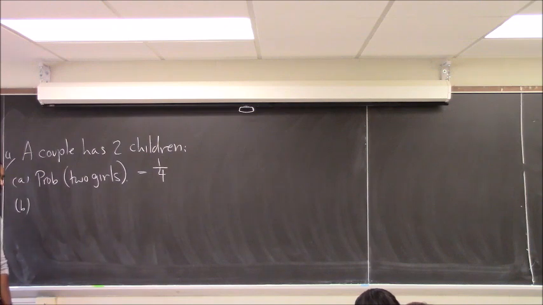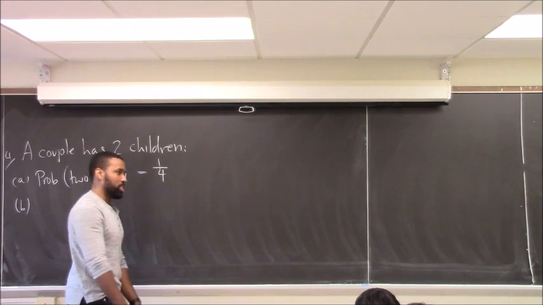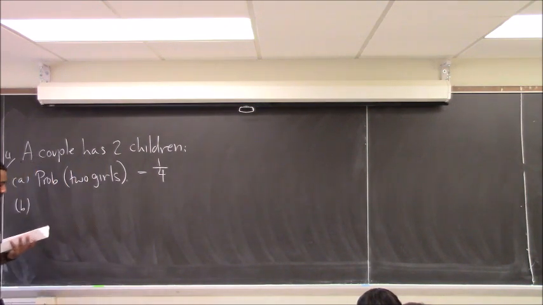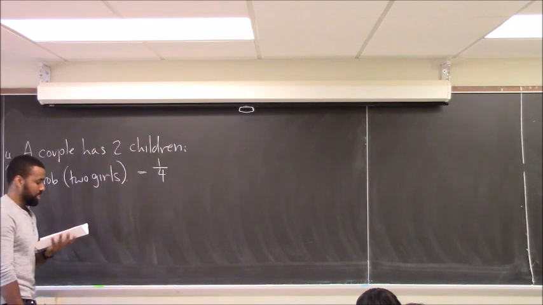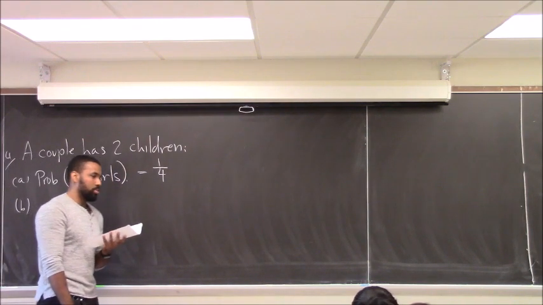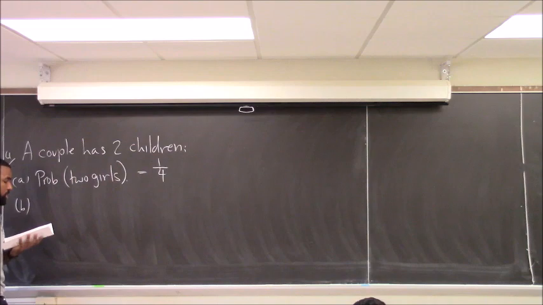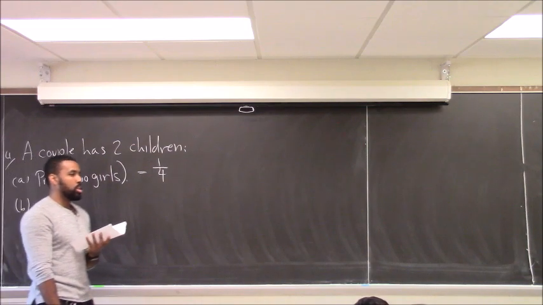Okay, so now let's make this a little bit more interesting. If you know one of the children is a girl, what is the probability that the other one's a girl?